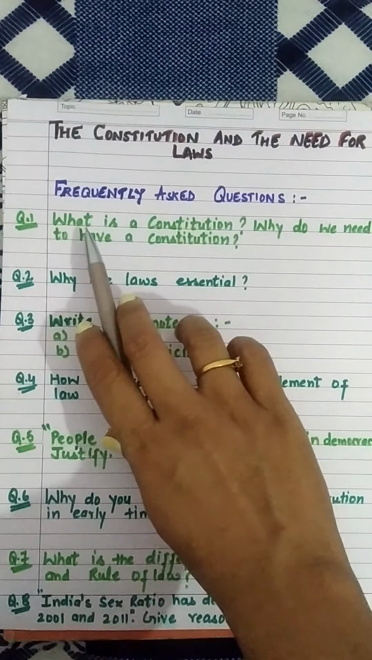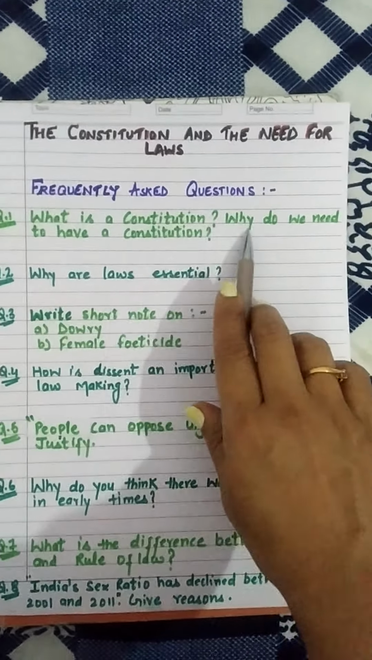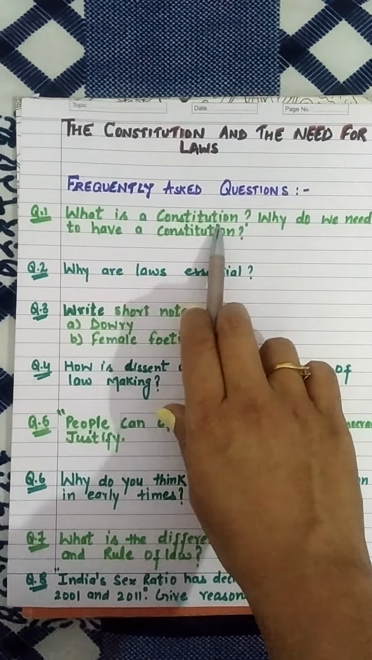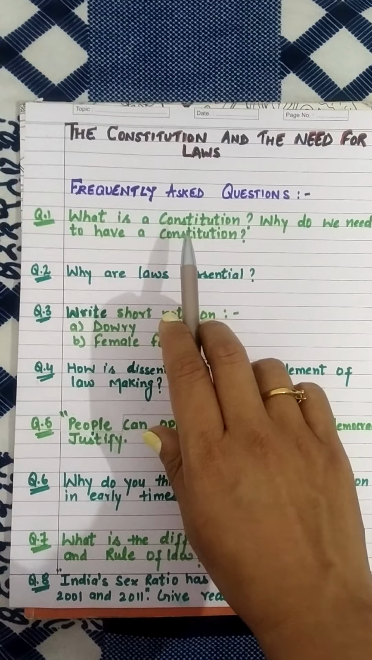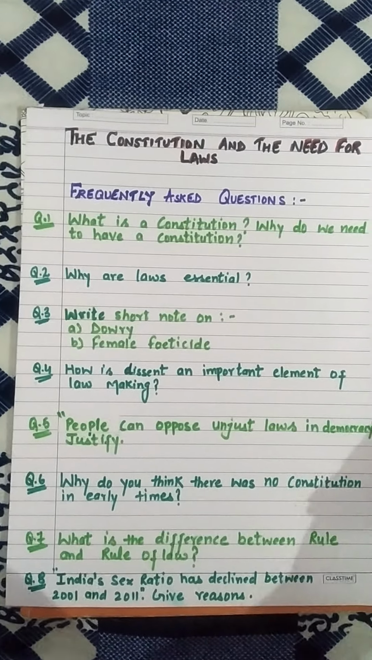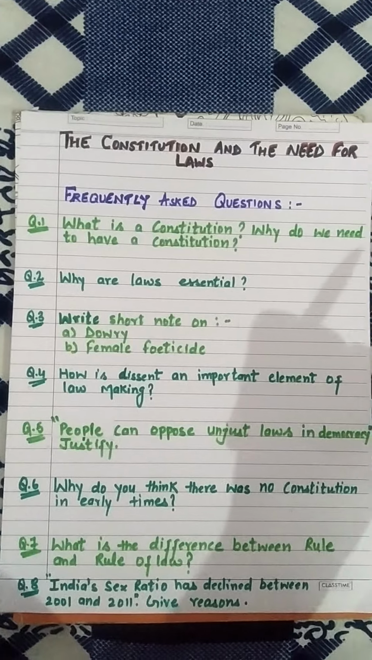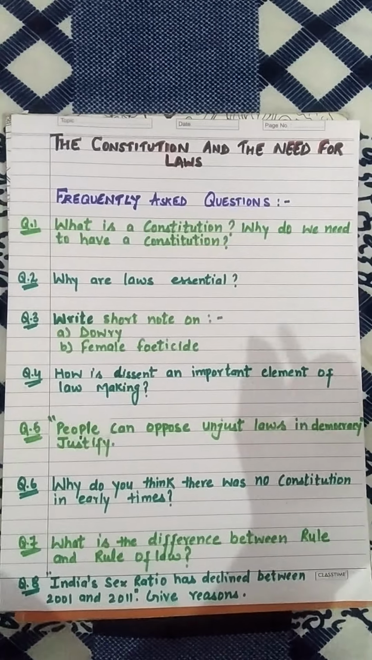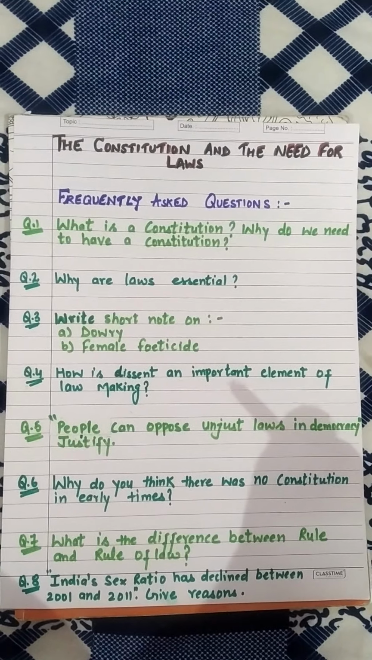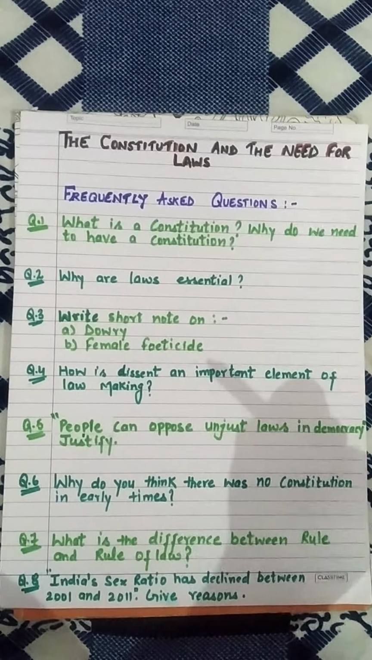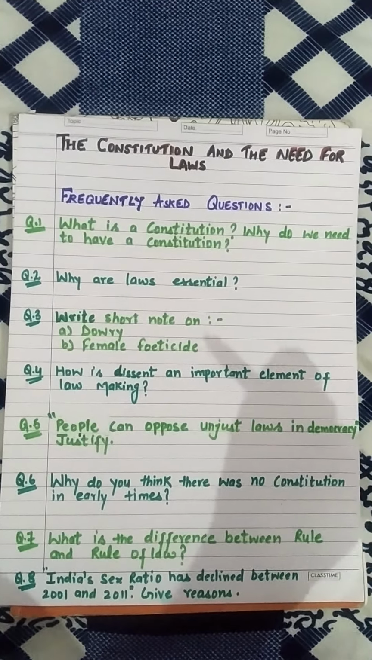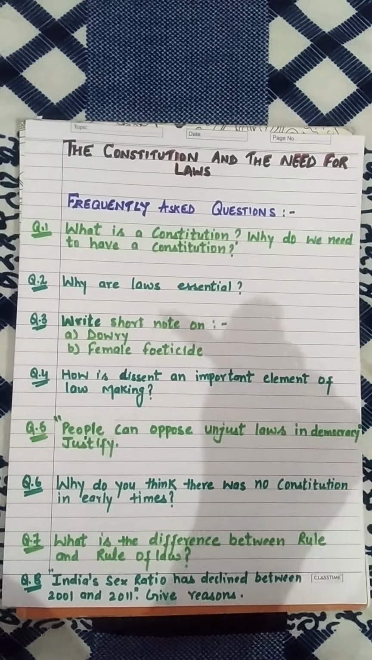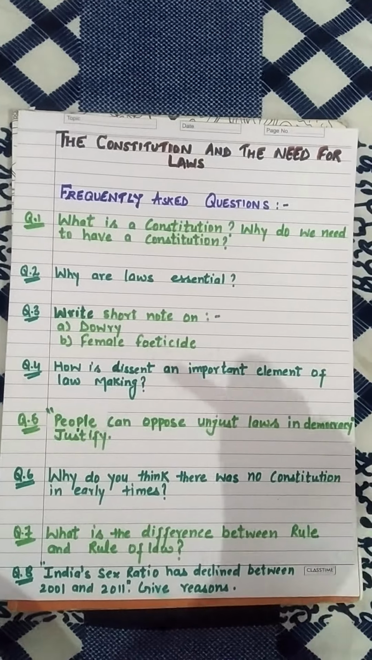So question number 1 is, what is a constitution? Why do we need to have a constitution? So first part, what is a constitution? Constitution, in simple words, we can say it is a set of written rules that guides how a country or state works. Yes, and also we can say according to which a country runs. Yes, and after that we can write that constitution defines the position and powers of the government. It provides the rights to the citizens and also safeguards the rights of the citizens.